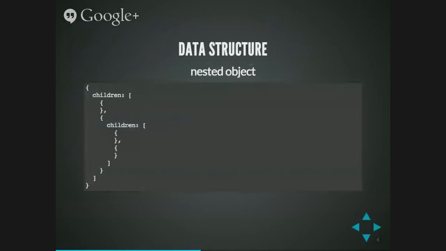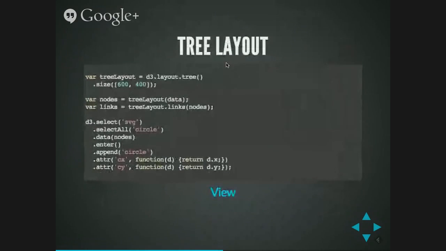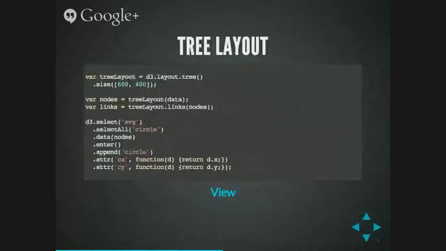Just looking a bit more at how we would use something like a tree layout. In this case, the input will be a nested JSON object, and if a node has children, then that will be one of the properties. If your leaves have values associated with them, then you'll have that as a property as well. Again, I'm not going to go through this code in detail, but it's a similar pattern to when I showed you the pie layout.